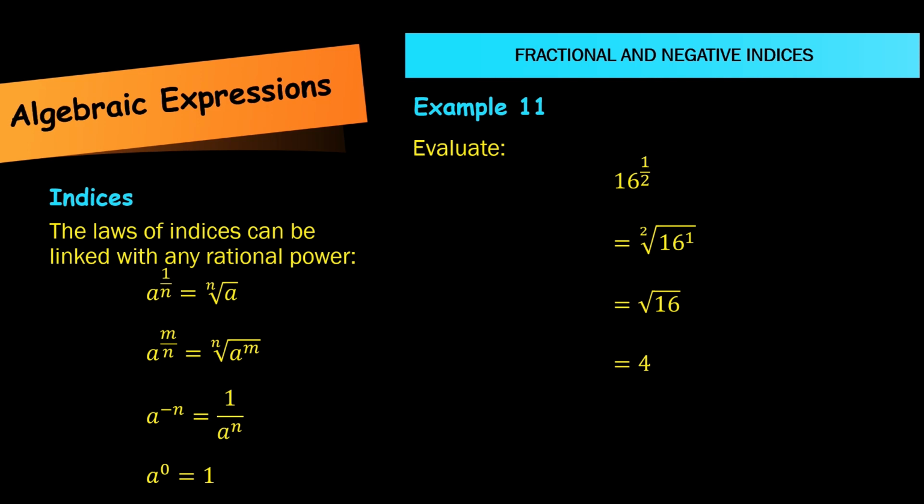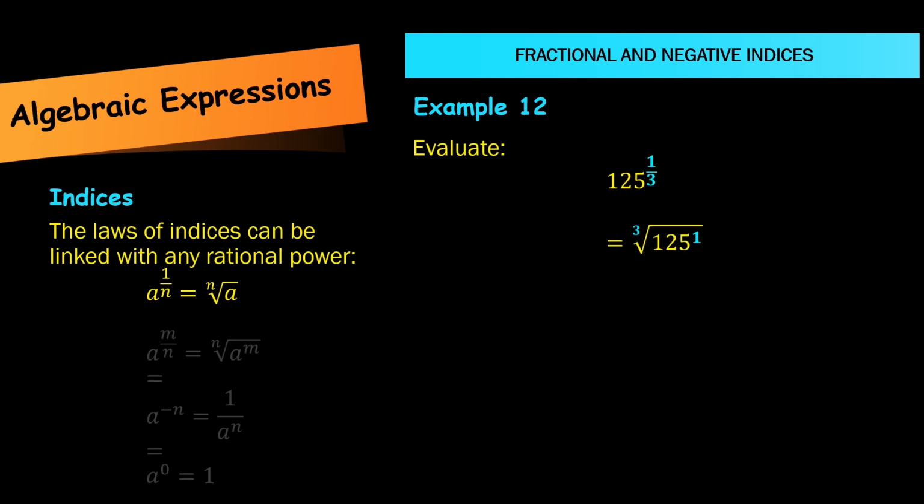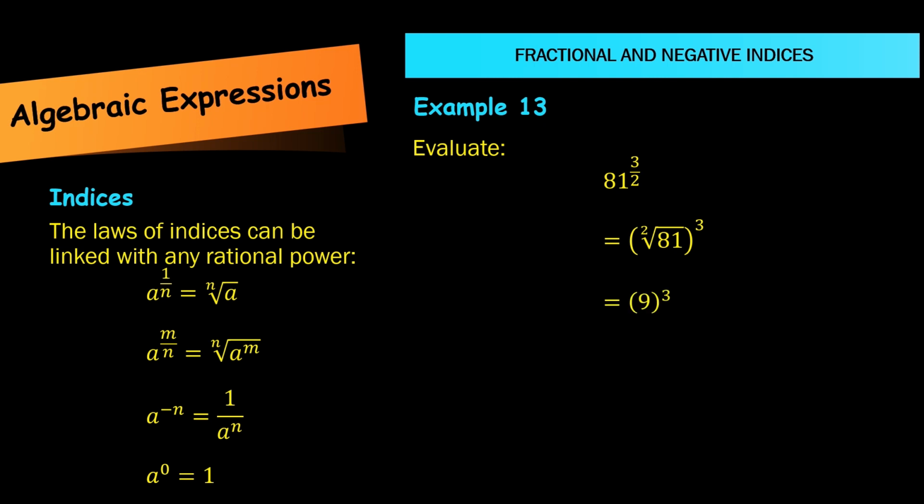Now evaluate 125 raised to the power 1/3. This is the cube root of 125, which equals 5. And 81 to the power 3/2, which can be rewritten as the square root of 81 raised to the power 3, which equals 9 all cubed, which is 729.